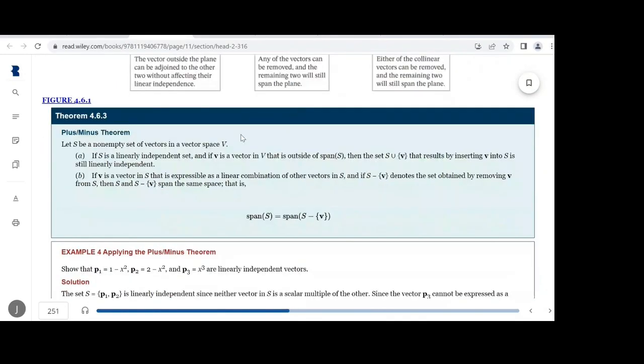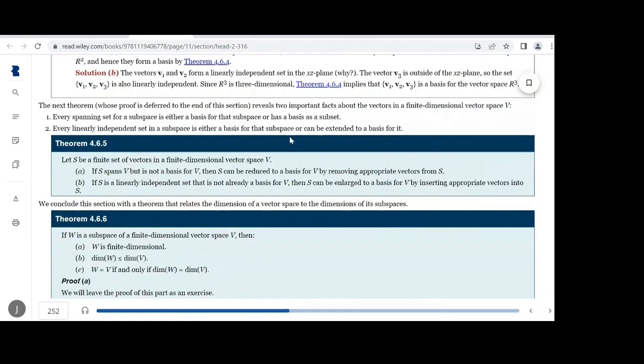The other cool thing they mention later on is that you might have a set S that spans V, but might not be a basis yet. It could possibly be reduced to a basis by removing vectors, like if it had too many and some of them were linearly dependent. And if S is a linearly independent set that is not already a basis for V, you could enlarge it by adding another appropriate vector such that it would be a basis. So those are things to keep in mind as well.